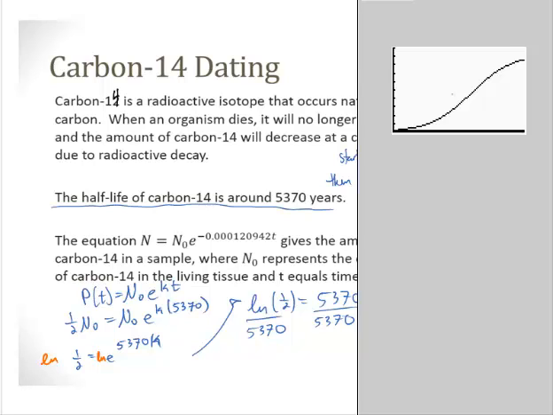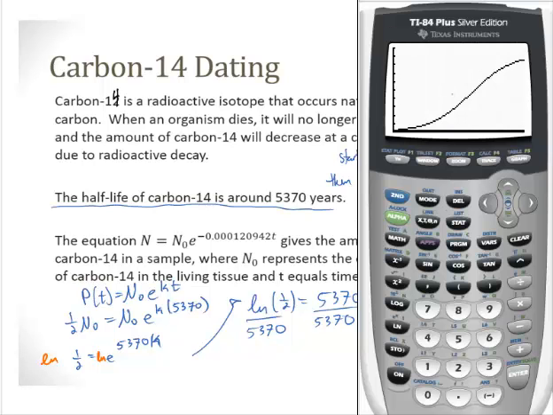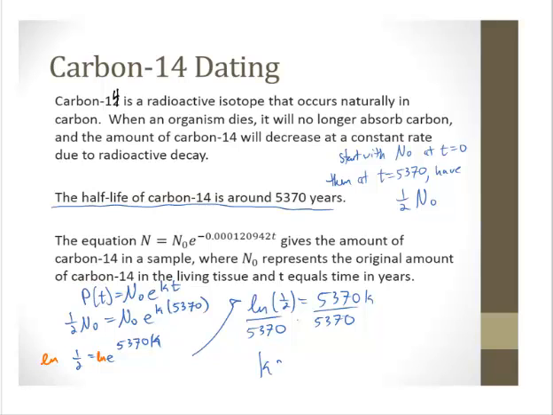So the natural log of 1/2, divide that by 5,370, gives us negative 1.2907 e to the negative fourth. So there's some rounding error there, but e to the negative fourth, this is a number in scientific notation, and so this is where it comes from. Alright, so we find that k is approximately negative 0.00012, etc. Alright, so let's apply it.